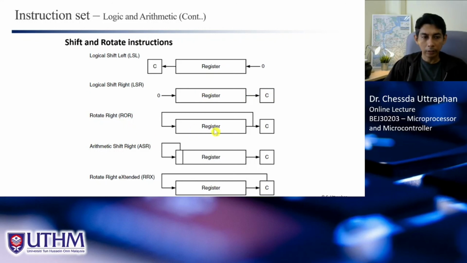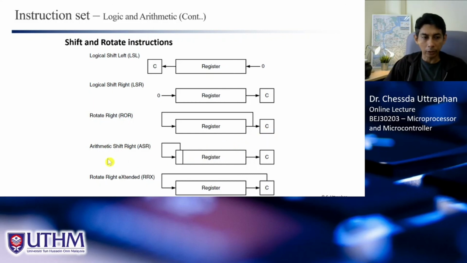What about rotate? So this is rotate right. Rotate is just like rotating the bits. Actually, it is a shift operation also, but the difference is that in the shift, the bit will go out and be replaced here with 0, but in rotate, the bit that is shifted out here will be fed back into the MSB. And the one that is shifted out is also copied to the C flag. So that will be the rotate right.